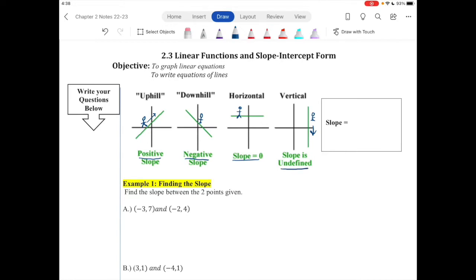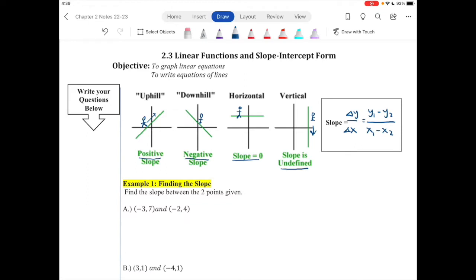Now, to actually find the slope, we can use a formula. The formula says we're looking at the change in our y values divided by the change in our x values. And when looking at a change in something, that means we have to subtract 2 values. So we're going to do y1 minus y2 divided by x1 minus x2. In the first example, we can find the slope between these 2 points.